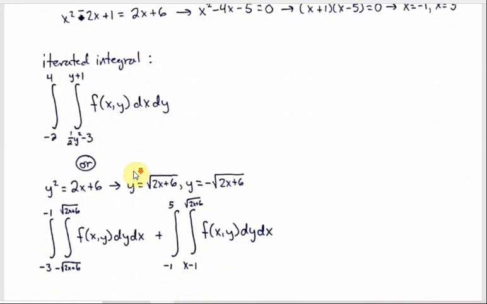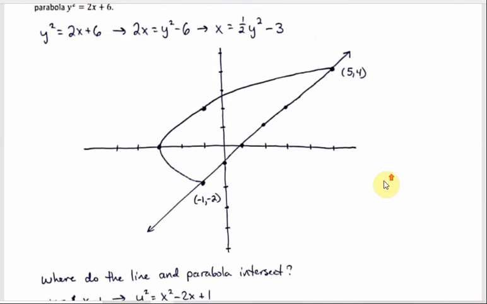So there's the lower part, there's the upper part, and then when you integrate with respect to x, this is just from where x is equal to -3 to where x is equal to -1. But then if you go farther, from where x equals -1 up to where x equals 5, the thing that's on top is the parabola, but the thing that's on the bottom is the line.